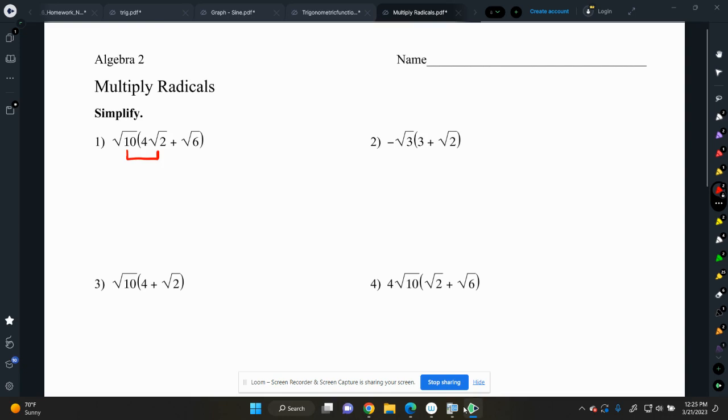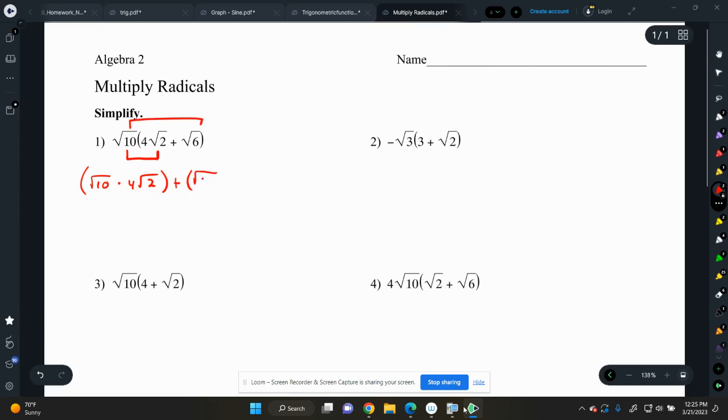Okay, so this is going to give us, I'm going to put it in parentheses so I can keep track of my distributing. This is the square root of 10 times 4 root 2. And then we're going to do plus, and we'll distribute to the next term. The square root of 10 times the square root of 6. Okay, so I haven't done any of the multiplying yet. All I've done is write out the distributing, okay? So now we'll do our multiplying.